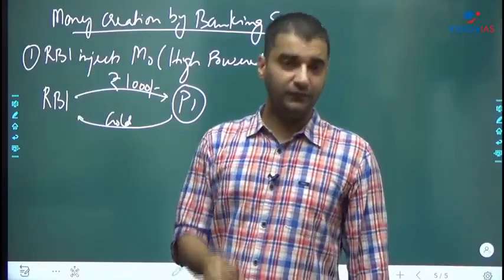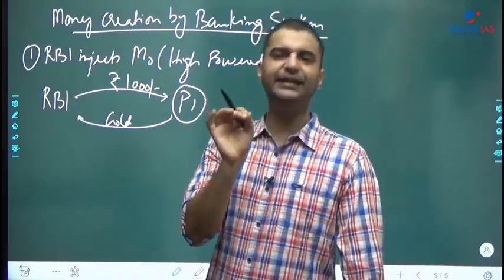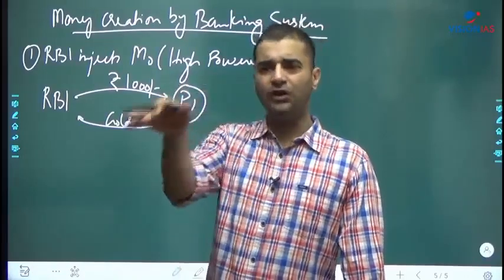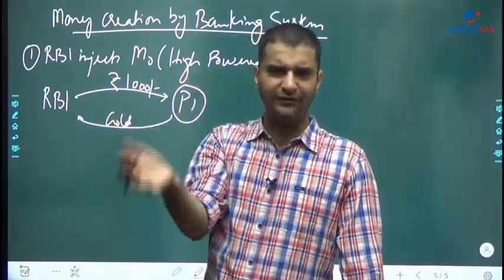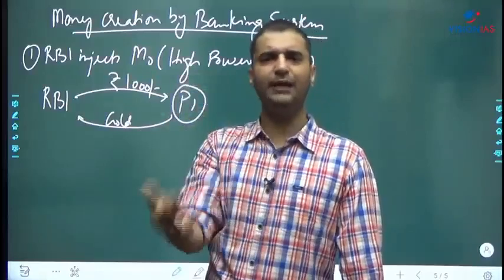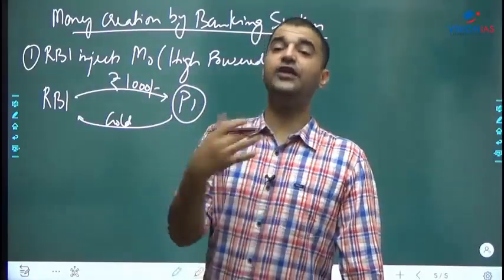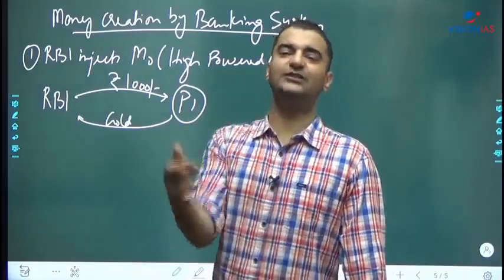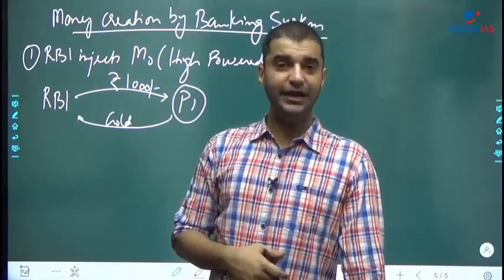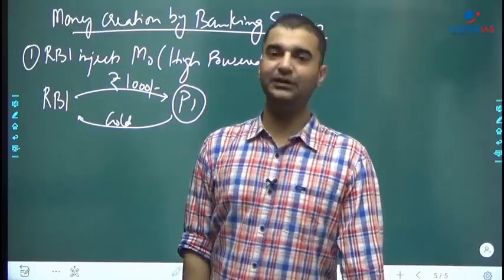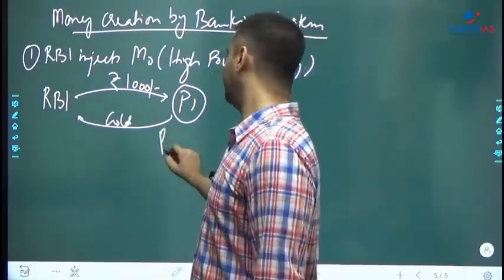RBI deals with specific designated people in the market. When it buys bonds, it can buy bonds from general public. If it has to buy bonds, if it has to sell bonds, it can do so with the general public. But usually it does not deal with general public or some anonymous person. RBI deals with specific people, and those people are called primary dealers.